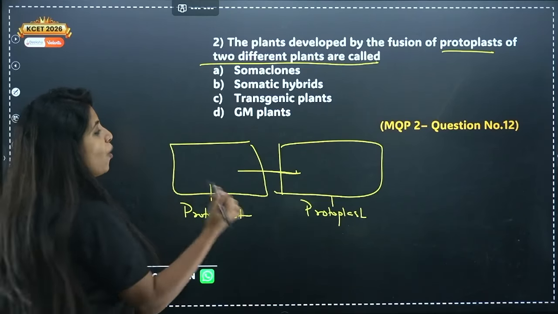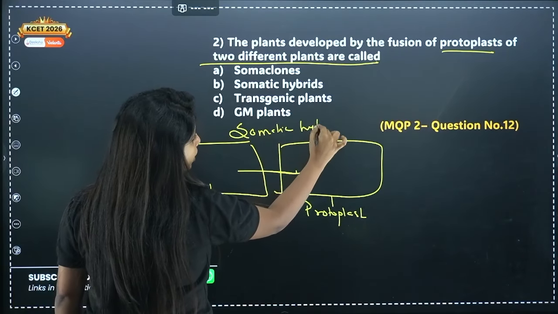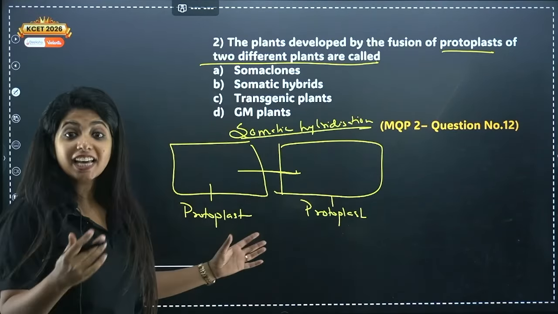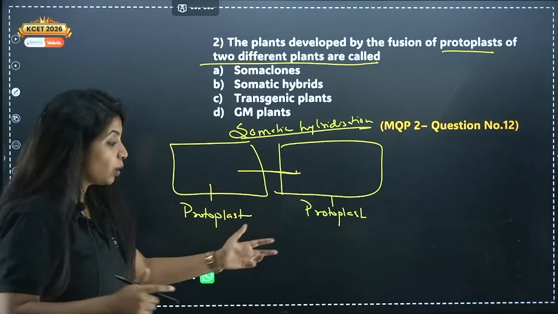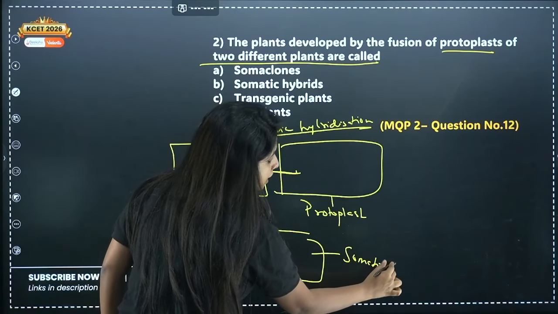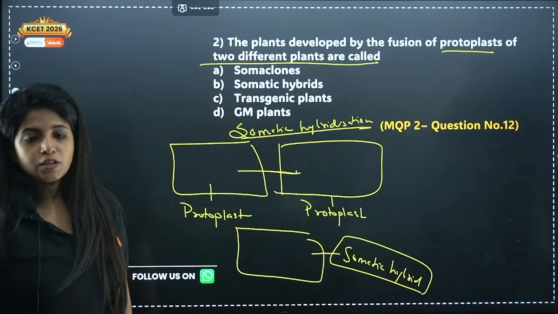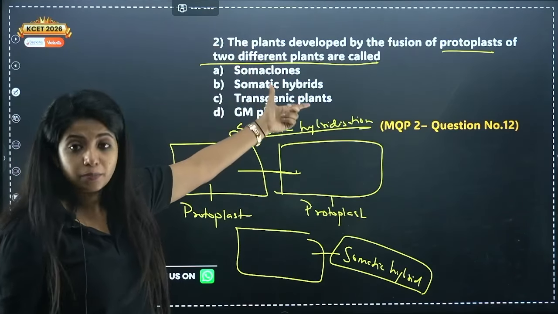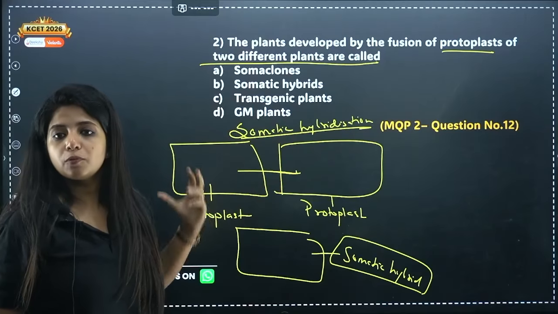Protoplasmic fusion, or I will also call this as somatic hybridization. And the thing that I'm going to get at the end, you will call this as the somatic hybrid. So the plants developed by the fusion of protoplast of two different plants are somatic hybrids, and it is produced with the help of somatic hybridization, where you fuse the protoplast.